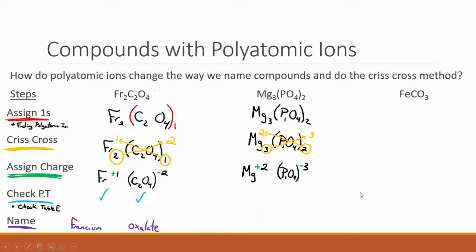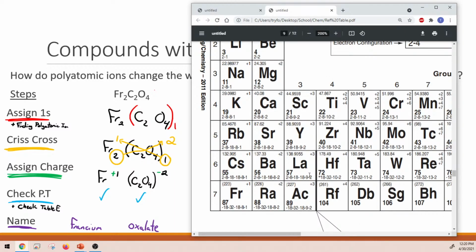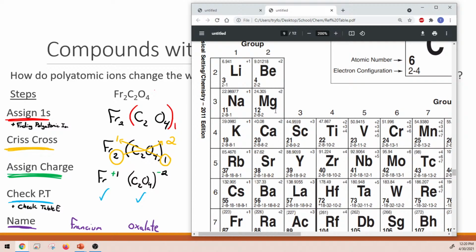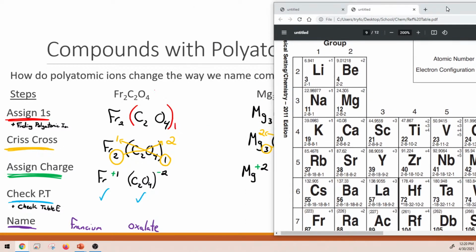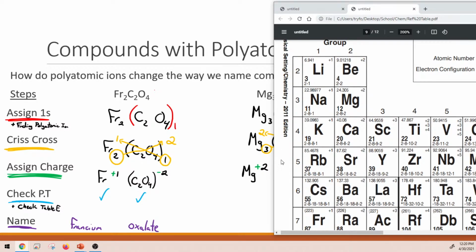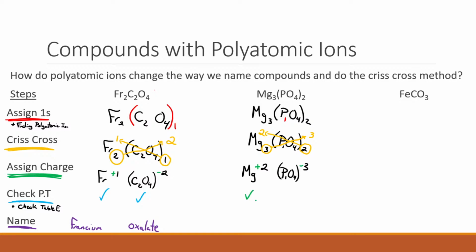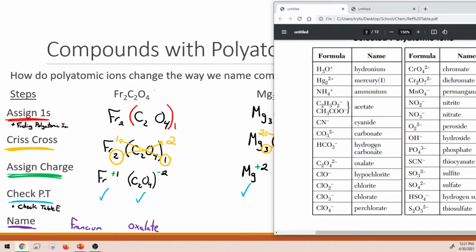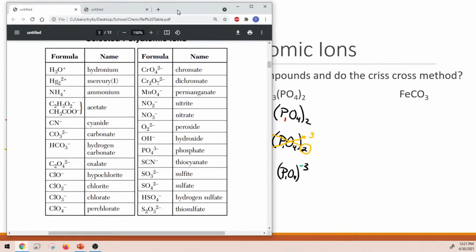So let's start with magnesium, right? Let's see. Mg is right up here. It has a positive 2, so it does match with what we wrote for it. Right, that +2 matches. We're also going to take note here, there's only one option. So we will not be needing a Roman numeral. Check. Wrong color. Let's try again. Check. Now, we're going to jump over to table E and take a look for our PO4.